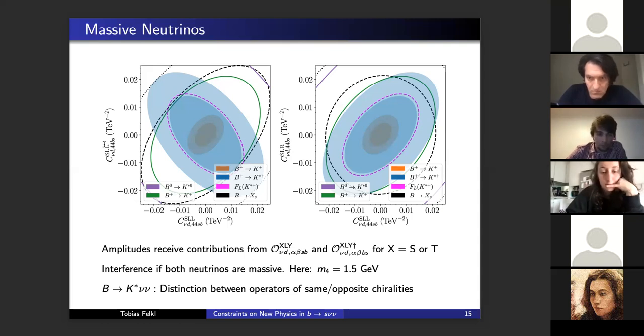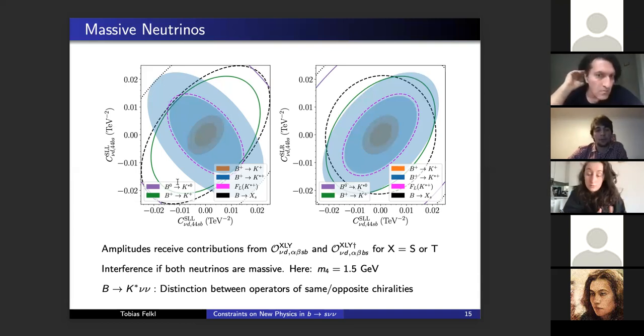And so on the left here, we show a situation where we have two left-handed scalar operators. So we have the same chirality, whereas on the right, there's a right-handed scalar operator here and a left-handed scalar operator down here. So the chiralities are opposite. The most conspicuous difference is that the orientation of these ellipses pertaining to B2K star and to FL flip the orientation. So measuring these observables could in principle help distinguishing between these two scenarios of the same or of opposite chirality.